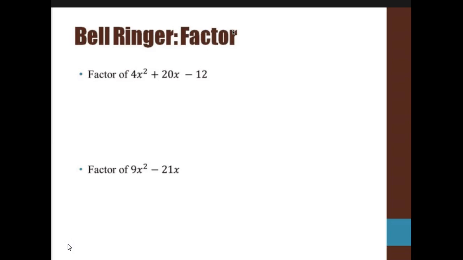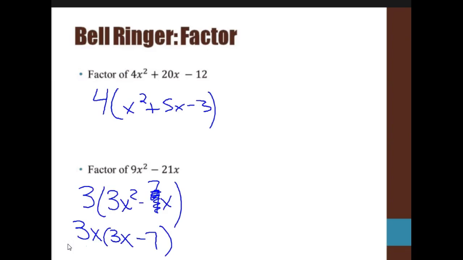Okay. So in number 1, we have 4 taken out, leaving you with x squared plus 5x minus 3. And then in number 2, somebody suggested in years past to simply take out a 3. However, when looking at it, they had to recognize that there is also a 3x. So you had 3x taken out, leaving 3x minus 7. So back in the day when my Promethean board functioned, I used to have kids come up and write them.